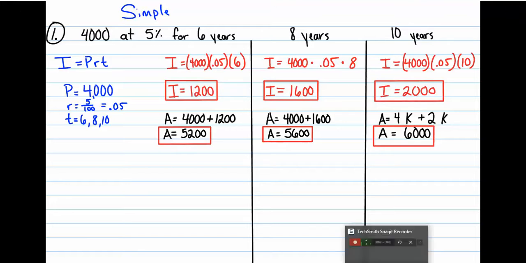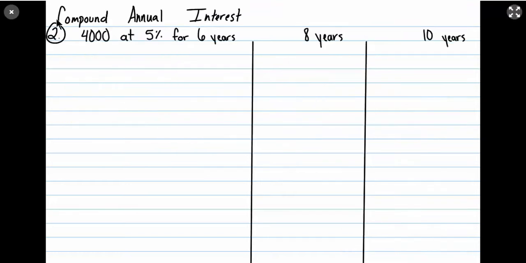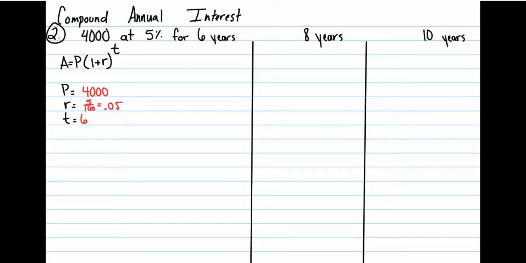Okay, so let's compare this to a compounded example. All right, so I got the same exact information, but this time I'm changing it to compounded. So I'll work this out kind of quick. It's the same idea, except now my formula has changed. As far as PRT, same information, 4,000, 5%, do the por cien, and then I'll do T for 6 years, then 8 years, and 10 years. There are some differences I want you to notice. Now, let's set up the formula.